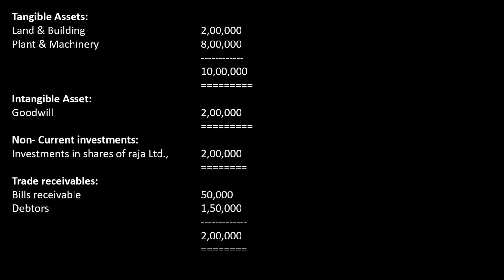Then your tangible assets. What are the tangible assets here? Land and building, machinery. Then intangible, I told you before, goodwill. Then non-current investment. Under the non-current investment, shares in Raja Limited. So if you write all the headings, then you do the posting. That will be easy for you to do. If you memorize the format, then you will have everything in your memory. First, write all the headings by giving 3-4 lines as space.